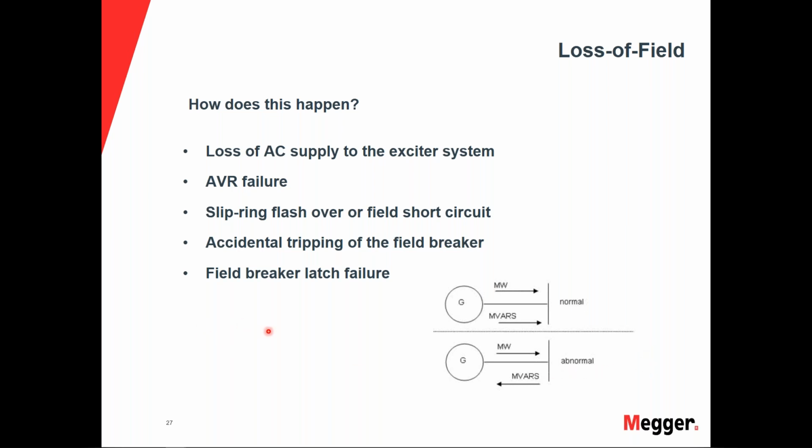Field breaker latch failure. I haven't seen too many of these personally, but not to say that they're not out there. The field breaker latch failure would mean that the actual breaker would just come off latch. If you have a breaker that's worn, has had many operations on it, and you're still using it, it's still in the field and hasn't been well maintained, it could very well fall off latch and inadvertently trip the generator offline.